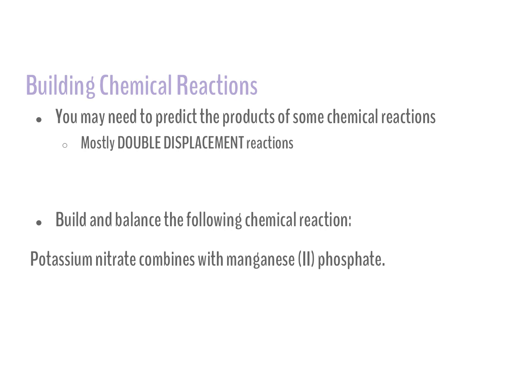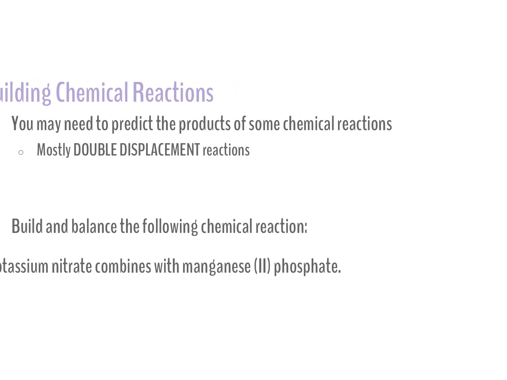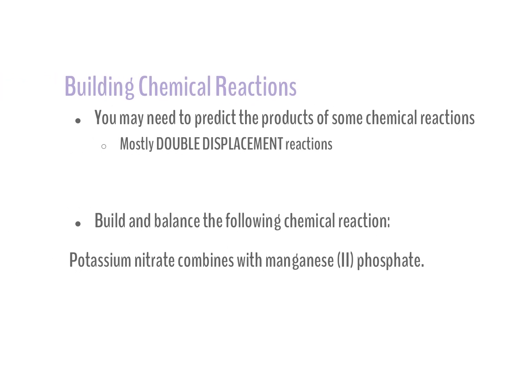But I want to talk about, how do we build a chemical reaction? How do we know what the products of our chemical reactions will be? We're going to focus most of our time on double displacement reactions. Can someone remind me what a double displacement reaction is? We looked at types of reactions a little bit last week. What happens in a double displacement reaction? The anions and the cations switch places. That's right. Cations and anions from each molecule switch places. So they both get new partners.